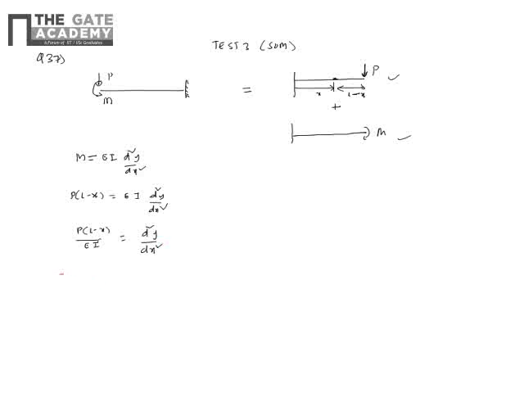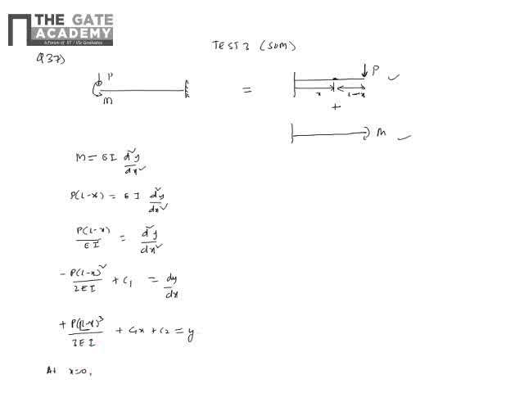So let's first integrate this. I'll get minus P (L minus x) whole square by 2EI plus some constant, this is dy by dx. Then again if I integrate, I'll get P (L minus x) whole cube by 3EI. The minus into minus will be plus, plus c1 x plus c2 is y. Now at boundary conditions, I need two boundary conditions.